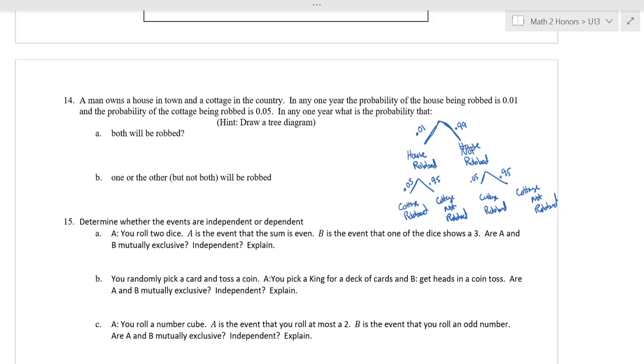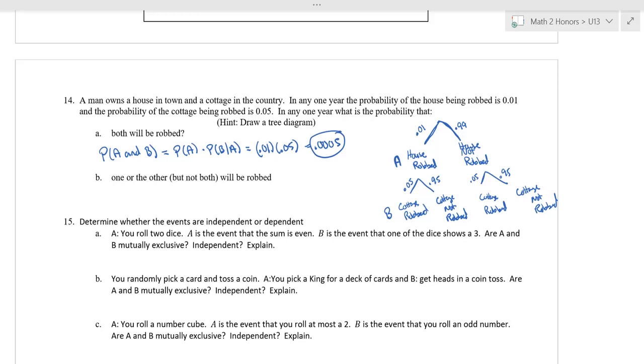So let's say, okay, probability a house is robbed, so that's event A. Cottage robbed will be B. Okay, so what's the probability of A and B? And that's the probability of A times the probability of B given A, which is 0.01 times 0.05. And that's going to be 0.0005. So a small chance that they're both going to be robbed.